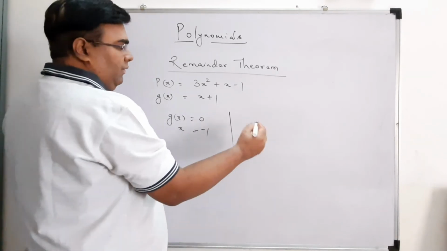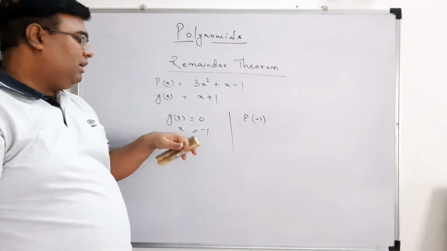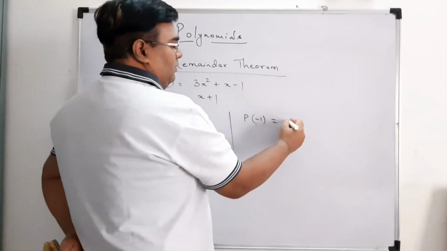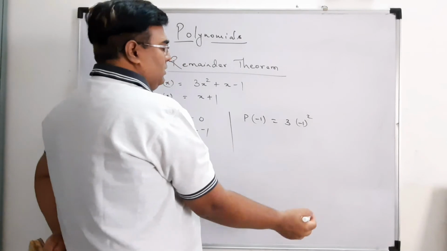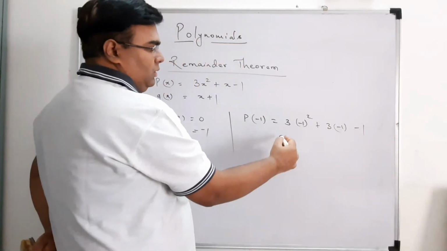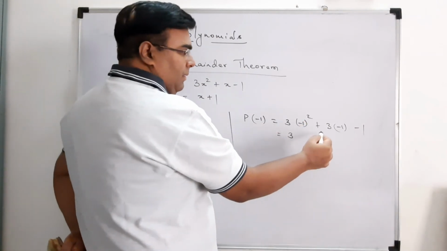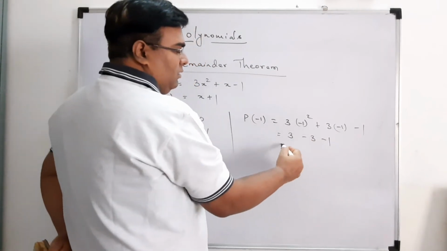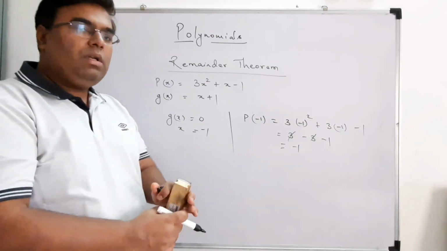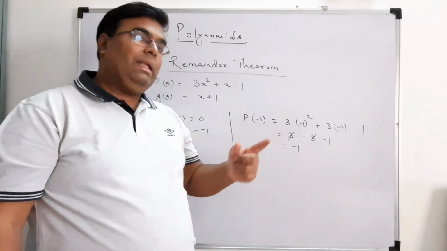Now we can put this value in our polynomial to get the remainder directly without doing any division. Okay, so we write this polynomial as p(-1). Why p(-1)? Because we are replacing x by -1. So it will be like 3(-1) square plus 3(-1) minus 1. So -1 square is what? 1. 1 multiplied by 3 is 3. Minus 3 minus 1. 3 will cancel. So remainder is -1.